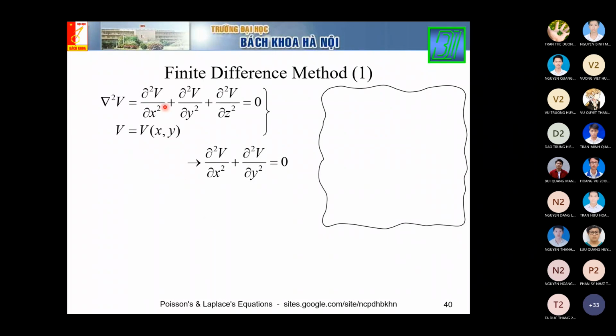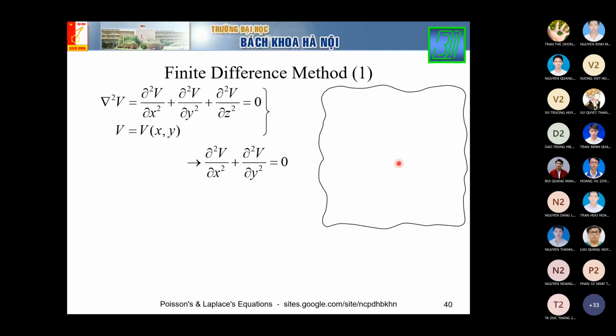This one is a two-dimensional Laplace equation. We suppose that V depends only on x and y. So, because V does not depend on z, the left side here becomes something like this. Okay. Now we consider a region. In this region here, V does not change when we go to the left or to the right, to the back or to the front of the screen.